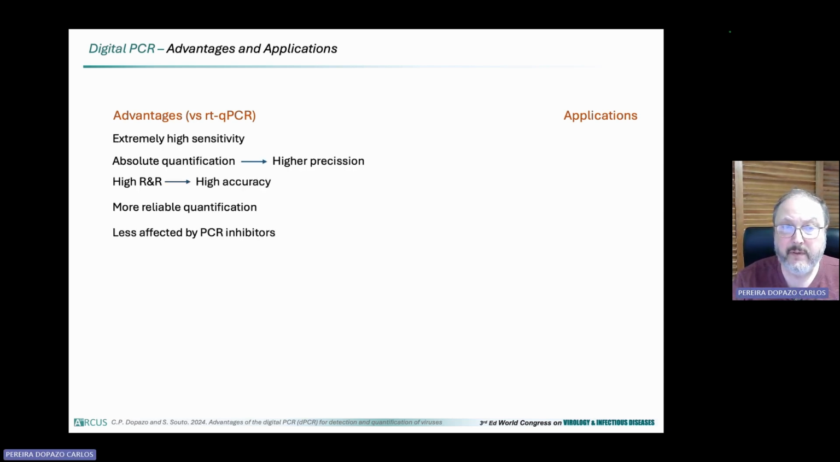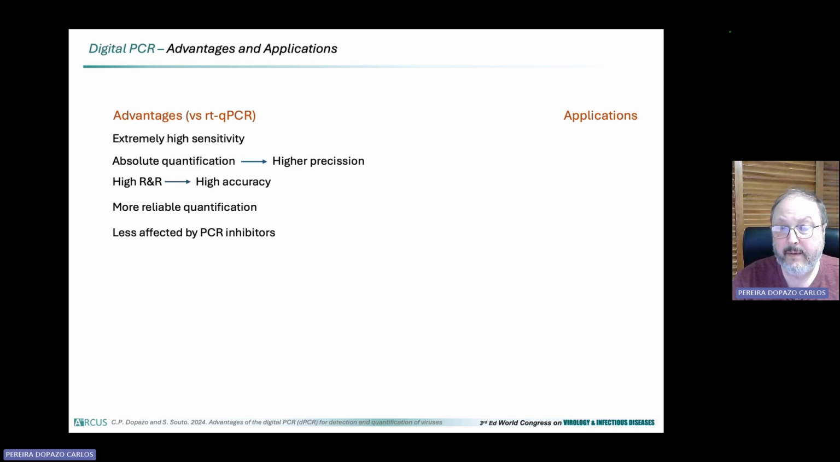Disadvantages are first and most important, the extremely high sensitivity. High sensitivity is understandable if we consider that we are able to detect a single template within a single drop within the PCR mixture.